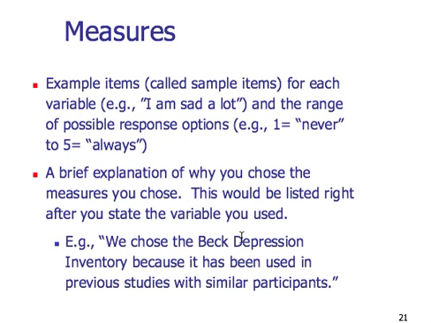Example items, or we might say the sample items, for each variable are included. So you want to be sure to give an example to the reader of what you wrote. So let's say one of the items on the survey is "I am sad a lot." And the range of possible response options is 1 equals never to 5 equals always.